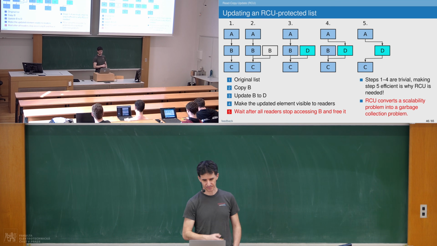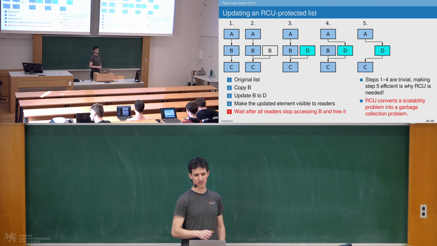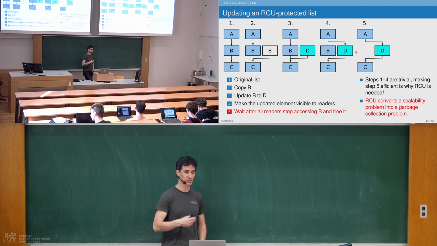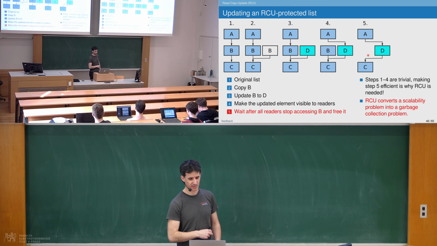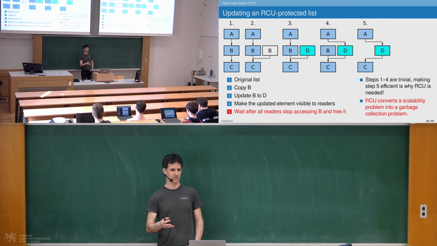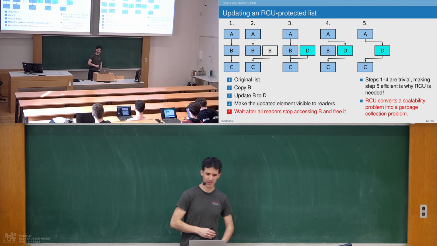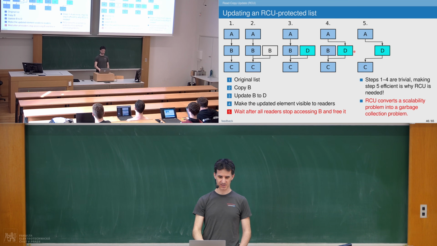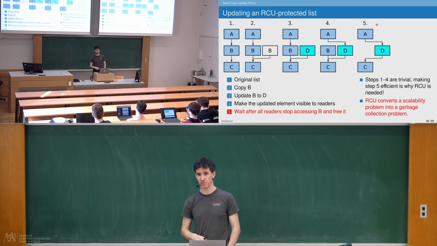It's pretty simple. And the last step is just waiting for all the readers to finish reading the list, and after we are sure that there is no such reader, we can free the memory allocated to B. So I think you are now saying it's trivial, there is no big deal about that. You are right, it's mostly trivial. I would say steps 1, 2, 3, 4 are trivial. Where the problems are and where the trick is, is step number 5.